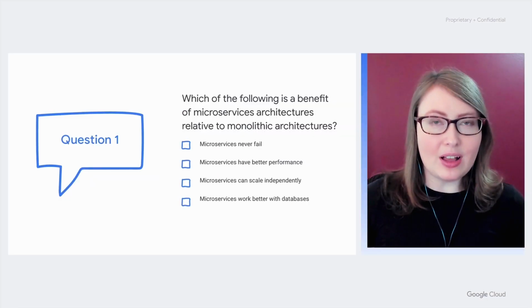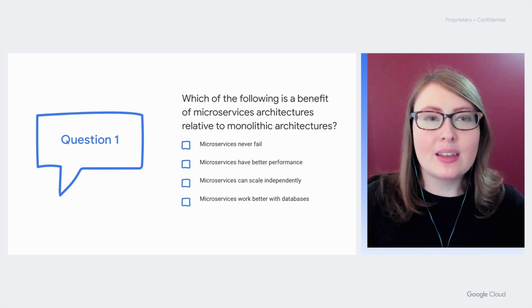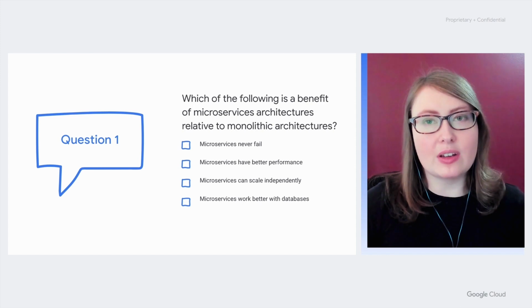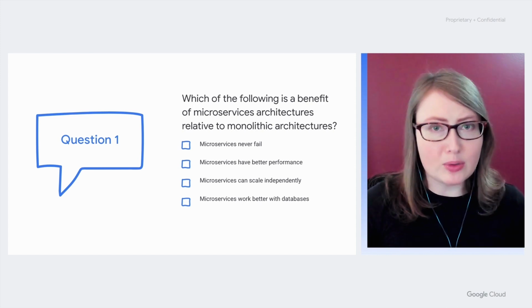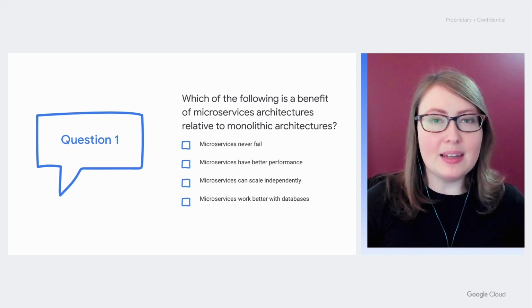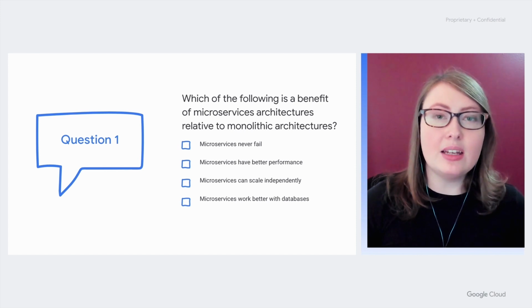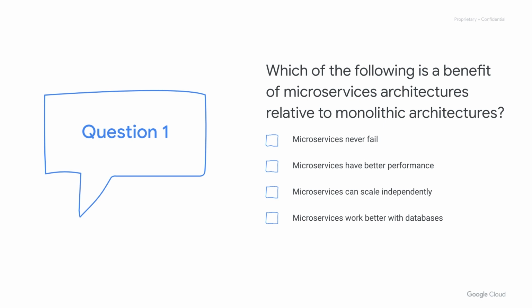Now we're going to test your knowledge of what you've learned so far in Module 1 with a little quiz. So our first question here is, which of the following is a benefit of microservice architectures relative to monolithic architectures? A, microservices never fail. B, microservices have better performance. C, microservices can scale independently. D, microservices work better with databases. So there should be a form next to me on the screen that you can put your answers into, or you could just write them down for your own benefit if you'd like.